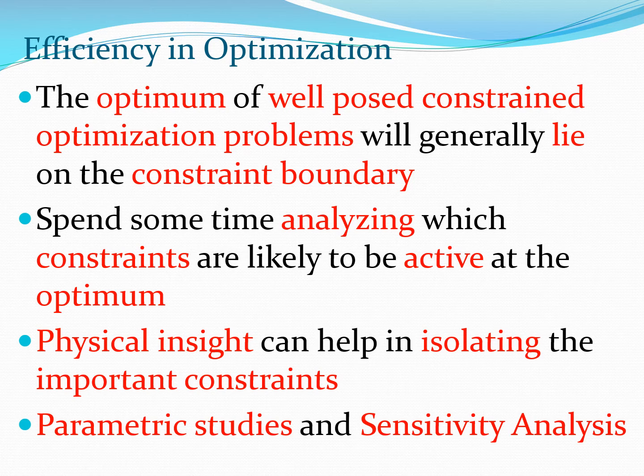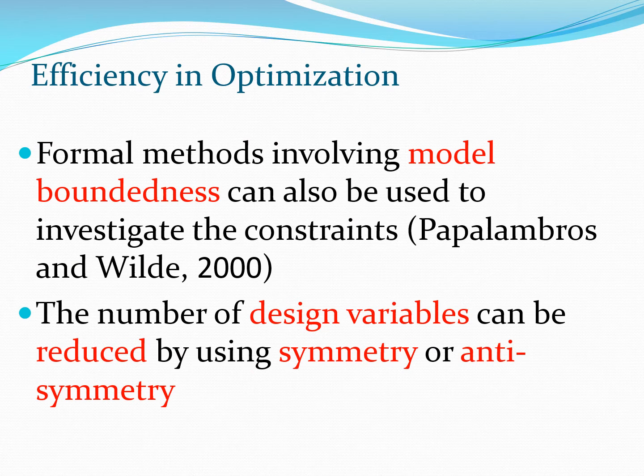And the sensitivity methods which are there, very important sensitivity methods such as the Sobol method and so on, also let you get a good picture about which are the key design variables for the problem, and this can help you severely truncate the set of design variables. Now there are some methods proposed by researchers such as Papalambros and Wilde, which essentially talk about model boundedness. So again, these can be used to investigate the constraints and design variables and the cost function itself.